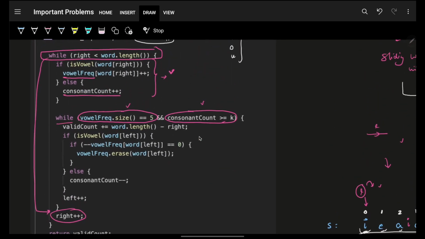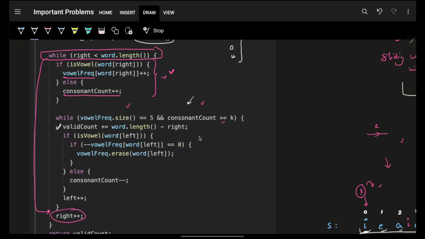Now, only and only if it is valid, you can start adding the contribution to your valid count. Valid count is the number of valid substrings which start at l and end at r or maybe higher. That is the valid count you have. Obviously, if it's valid, you will incorporate it how? N minus the right pointer. This is how you incorporate your number of valid substrings.